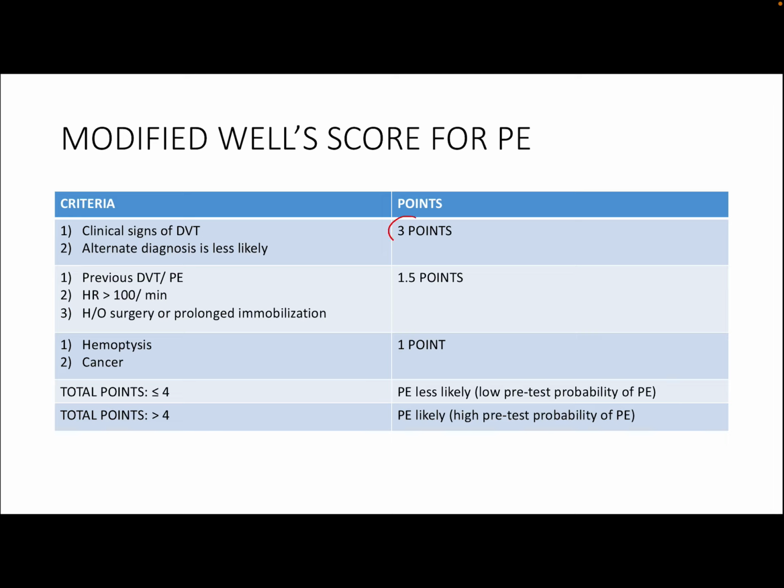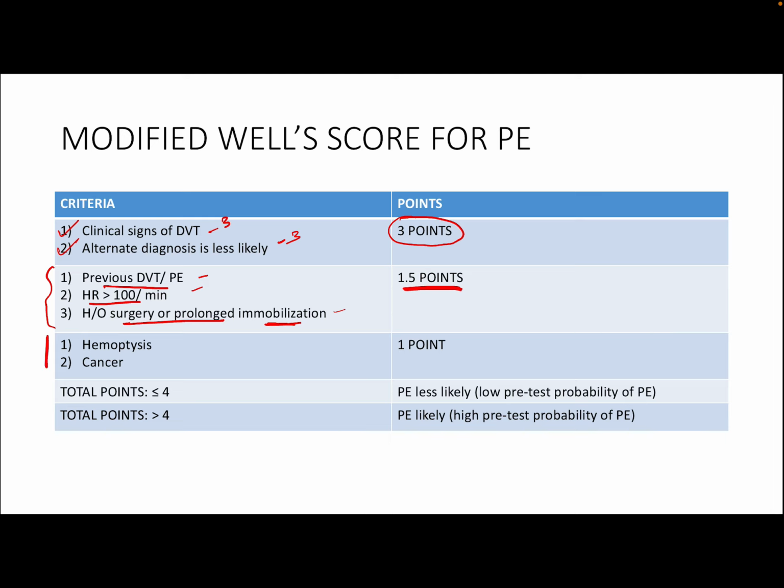So 3 points go to either clinical signs of DVT, or if an alternate diagnosis is less likely. So each of these gets 3. The next section would be of 1.5 points each, that is a history of previous DVT or pulmonary embolism, heart rate that's more than 100 per minute, or a history of surgery or prolonged immobilization. Now this prolonged immobilization doesn't just include your air travels. It has to be a significantly prolonged immobilization. So each of these gets 1.5 each.